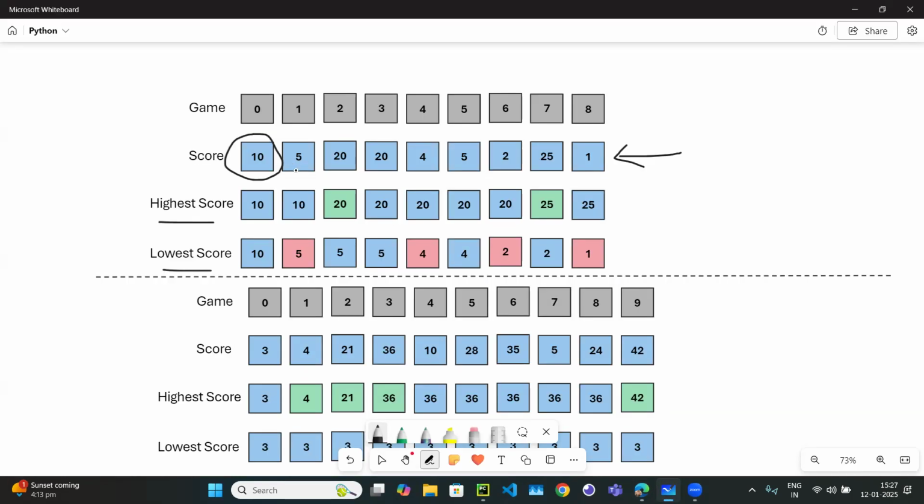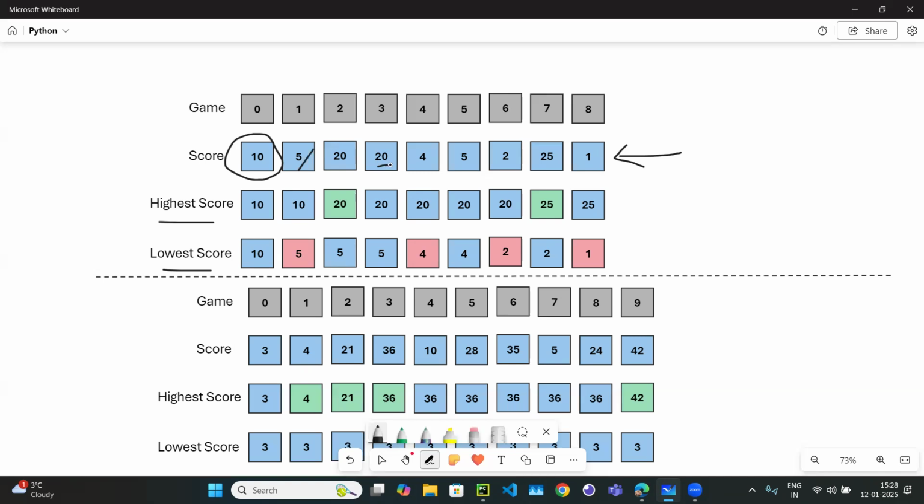In the next game she scored 5. Did she break her highest score? No. Did she break her lowest score? Yes. So till the next game, the highest score is still 10 and the lowest score is 5. Now come to the next game. In the next game, she scored 20 points. Did she break her highest score? Yes. Did she break her lowest score? No. So the lowest score will remain 5 and the highest score will be 20.